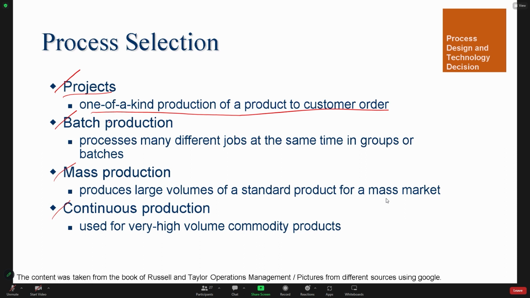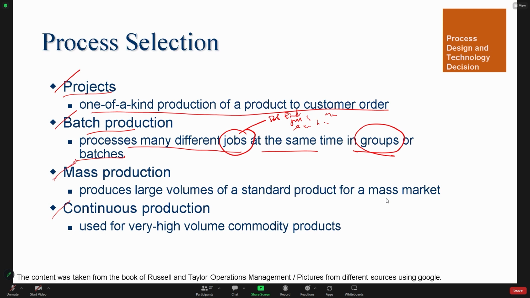When you say batch production, you process many different jobs. Example, what are those jobs? Sa educational system, we have BS entrepreneurship, marketing, economics, chemistry, nursing, engineering. You're doing this at the same time in groups or in batches. Batch 2026, kayo yon. 2027, yung mga first year. 2024, yung mga fourth year. So these are what? Batches. Batch production yon. Example is school.